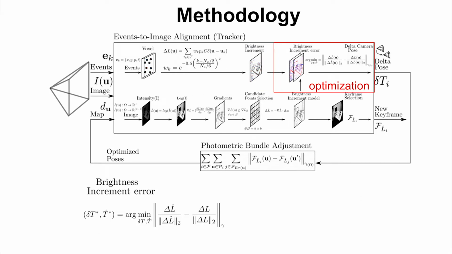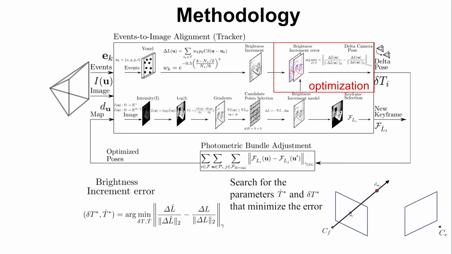Finally, we can compute the brightness increment error, the difference between the normalized brightness increment model and the measured brightness increment over a sparse set of pixels. The optimized parameters are the delta relative position and orientation and the instantaneous linear and angular camera velocities that minimize the error.